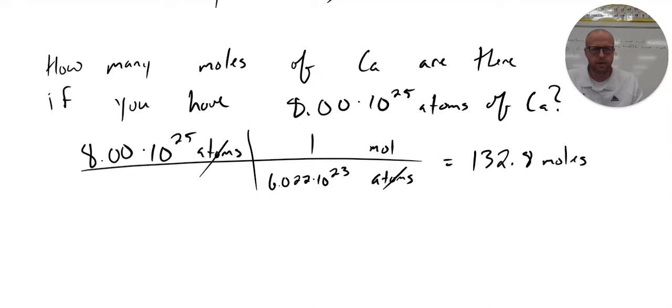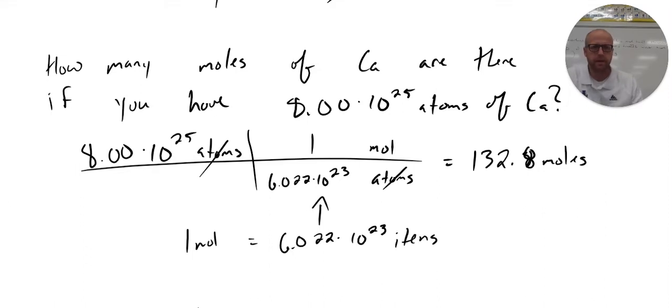132.8 moles. So when we're converting from number of particles to moles or moles to number of particles, this is the conversion factor we're always going to use. This is called Avogadro's number. We know that in every 1 mole, there are 6.022 times 10 to the 23rd items.